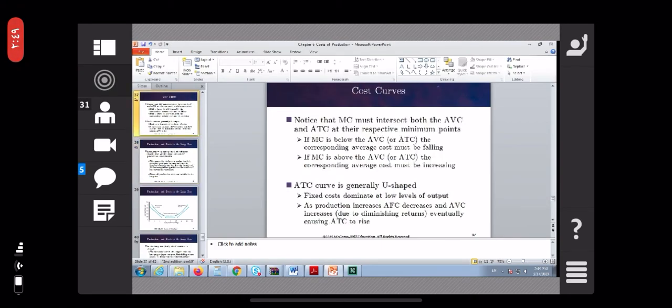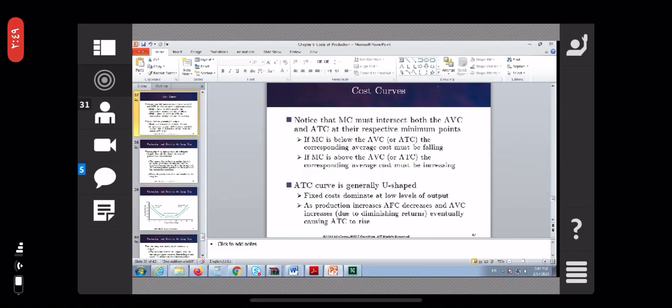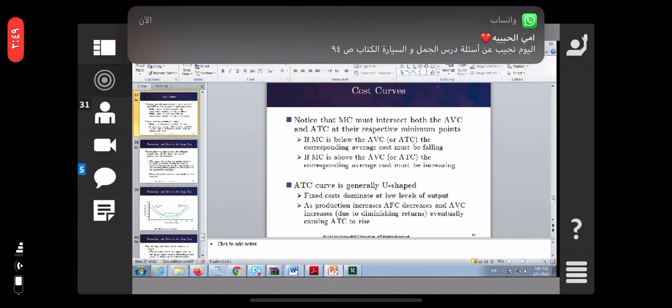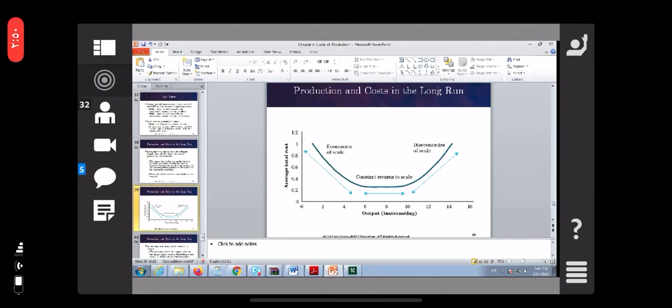The average total cost curve is generally U-shaped because fixed cost is dominant at low levels of output. Here in this area, fixed cost is dominant at low levels of output. As production increases, average fixed cost decreases and average variable cost increases due to the mentioned returns to scale. In this area in the graph, I have economies of scale.